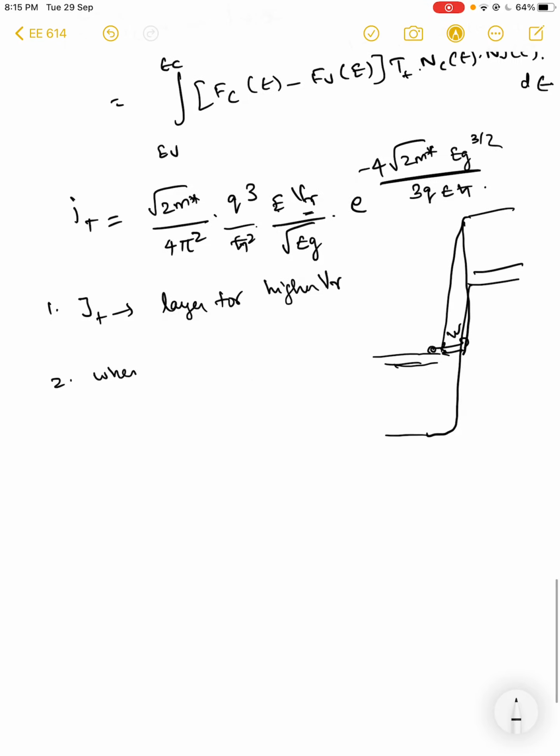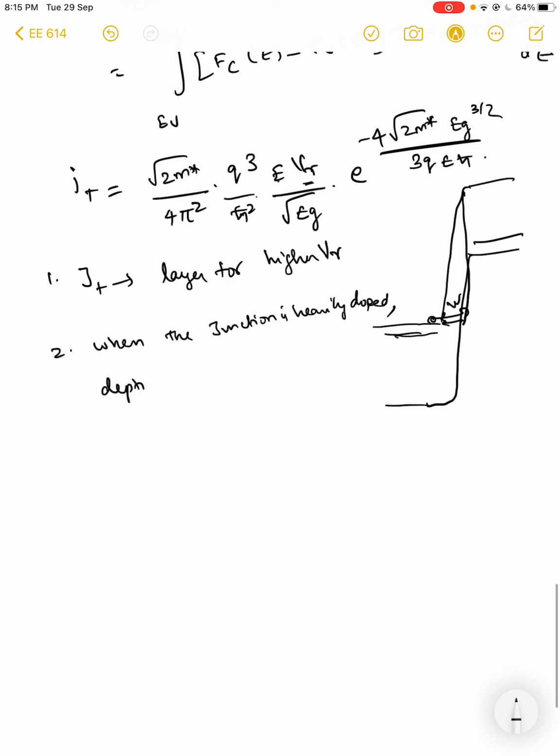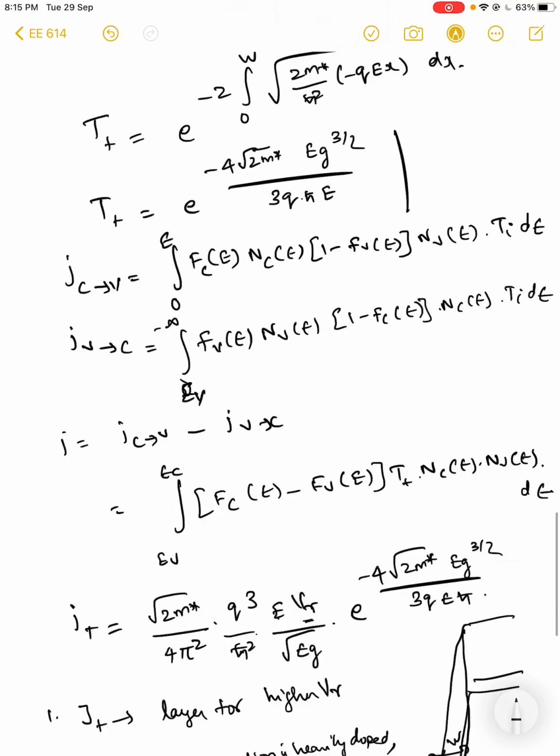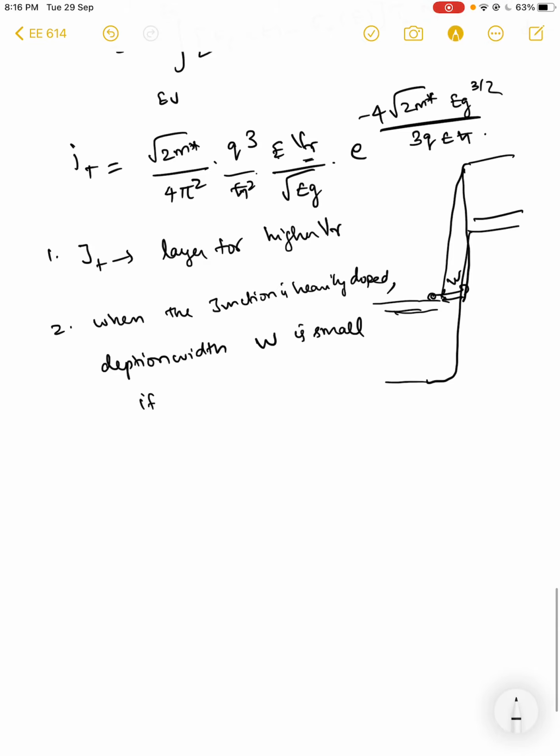2, when the junction is heavily doped, the depletion width W is small, right? If W is small, basically what happens is it is the field, right? So we previously saw the relationship between width and the electric field E, right? For smaller width, electric field is much larger, right? So basically if W is small, E is much larger, and hence it will give you a higher tunneling current, right?